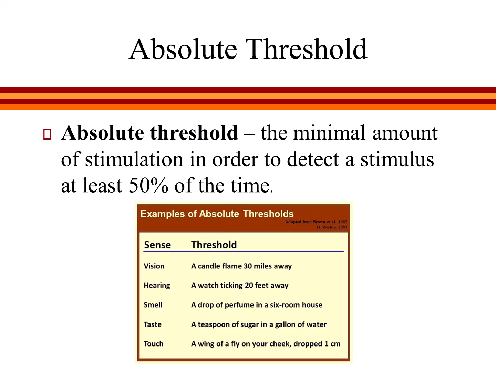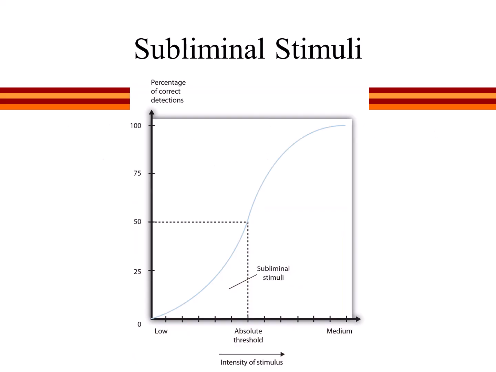The sensitivity of our sensory receptors is actually pretty remarkable. For example, there are some estimates that we can detect a candle flame up to 30 miles away on a clear night. Under quiet conditions, the receptor cells in the ear can detect the tick of a clock up to 20 feet away. It's also possible for us to get messages that are presented below the threshold for conscious awareness. These are called subliminal messages.